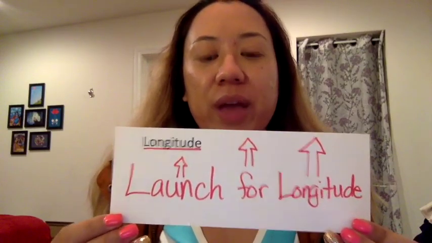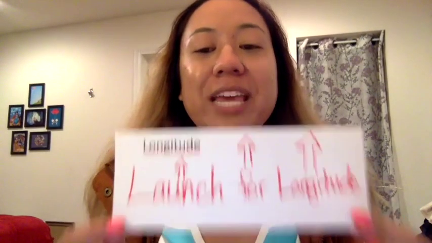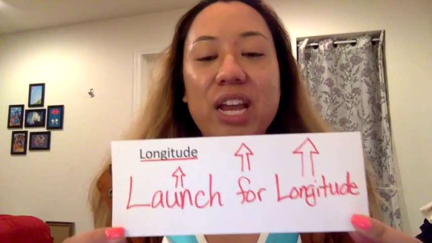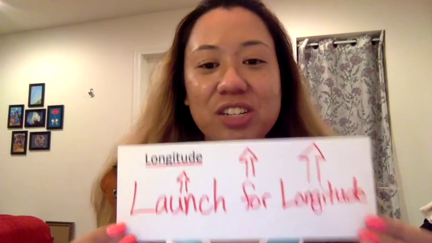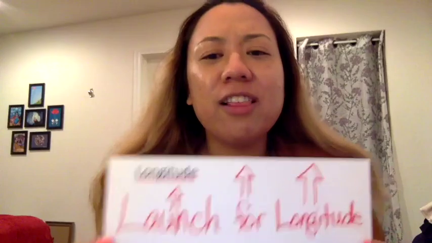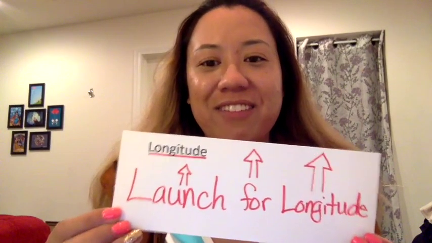Now, longitude, I want everybody to repeat the phrase that's right here after I say it. So, I want you to say longitude. That's right, longitude. And then I want you to say launch for longitude. Very good. Launch for longitude. And then I want you guys to take your hands and I want you to go like this. Awesome. So launch for longitude.